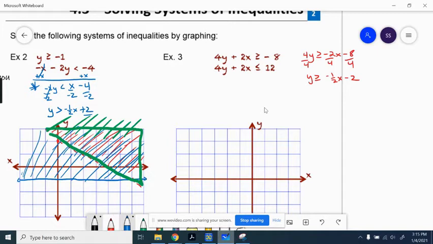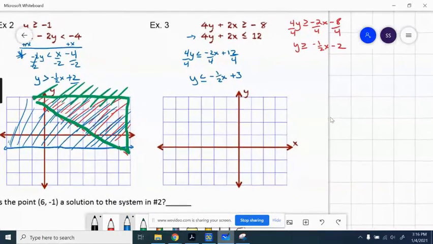Now I'm going to use a different color for the bottom inequality. I'm going to do the same thing, subtract 2x on both sides. So I'm left with 4y is less than or equal to -2x plus 12, and divide by 4. And I'm left with y is less than or equal to -1/2 x plus 3. All right, so there's our two inequalities. Let's go ahead and graph them out.